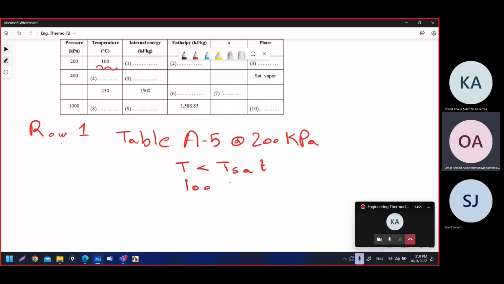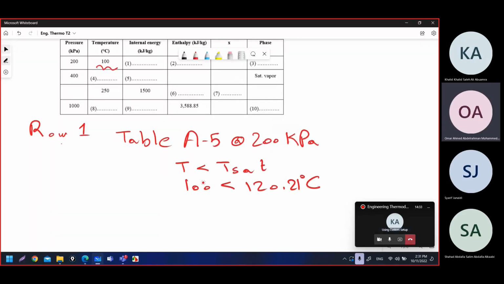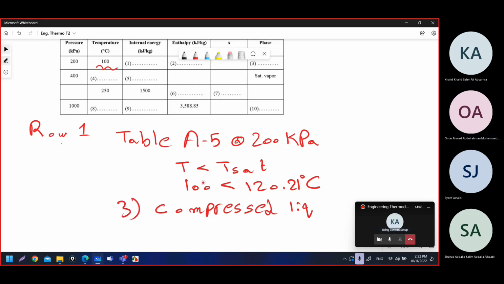100 degrees Celsius is less than 120.21 degrees Celsius. So it is a compressed liquid state. Okay, that is the requirement number 3 here.